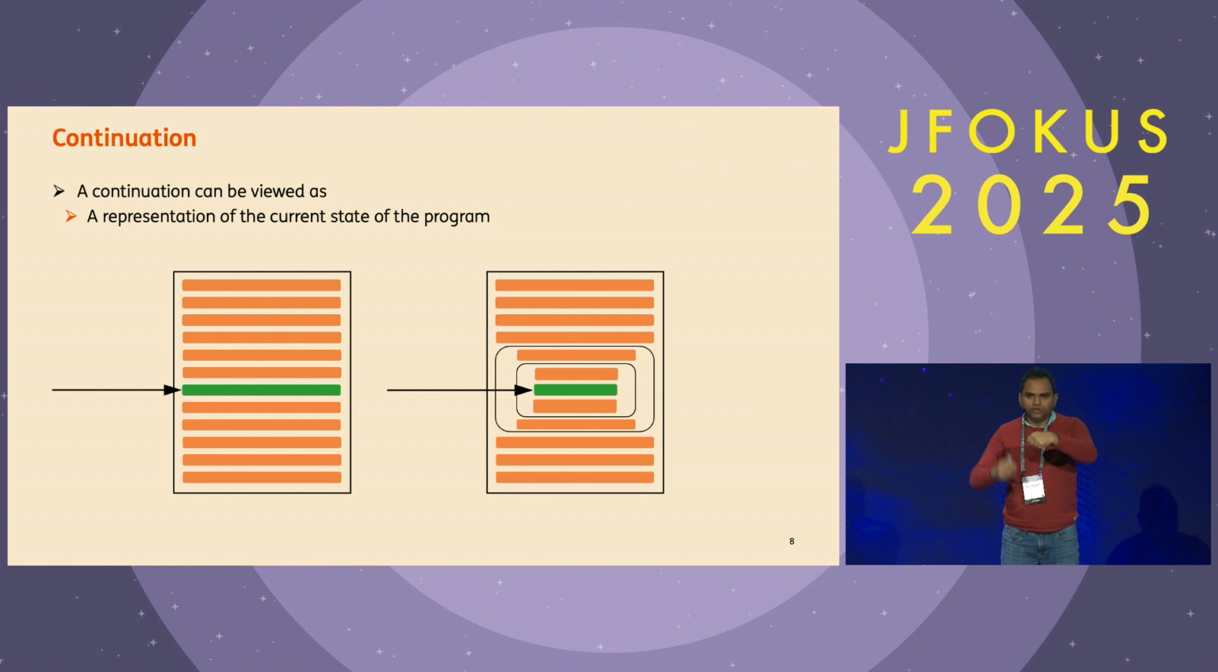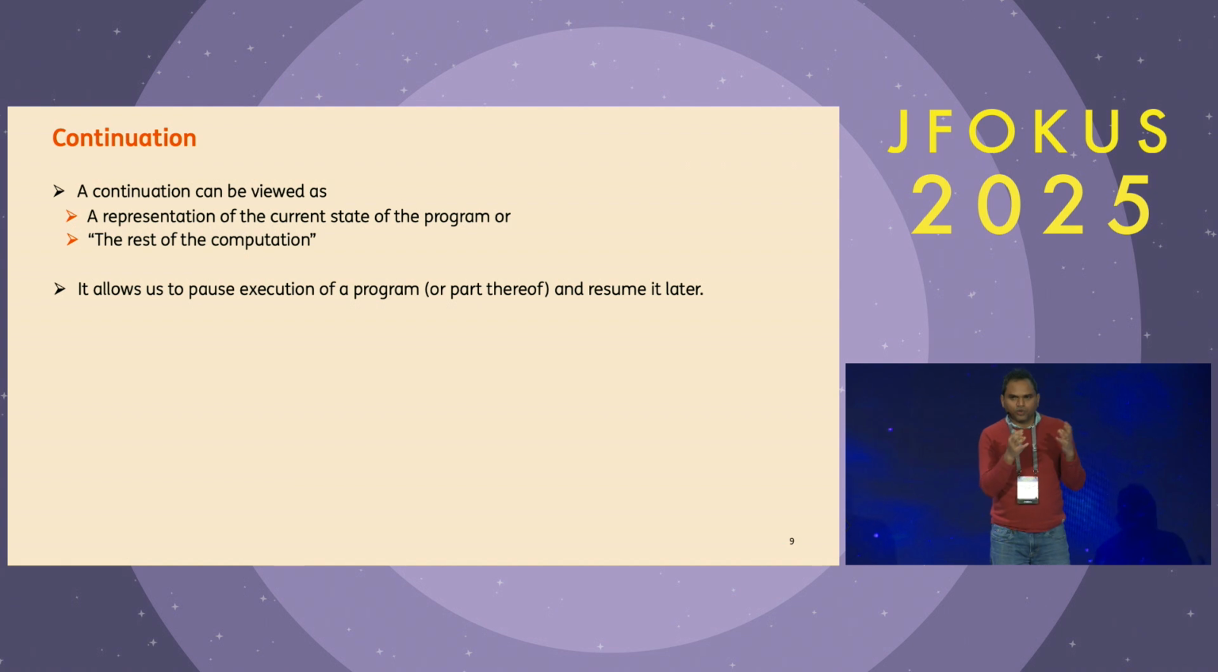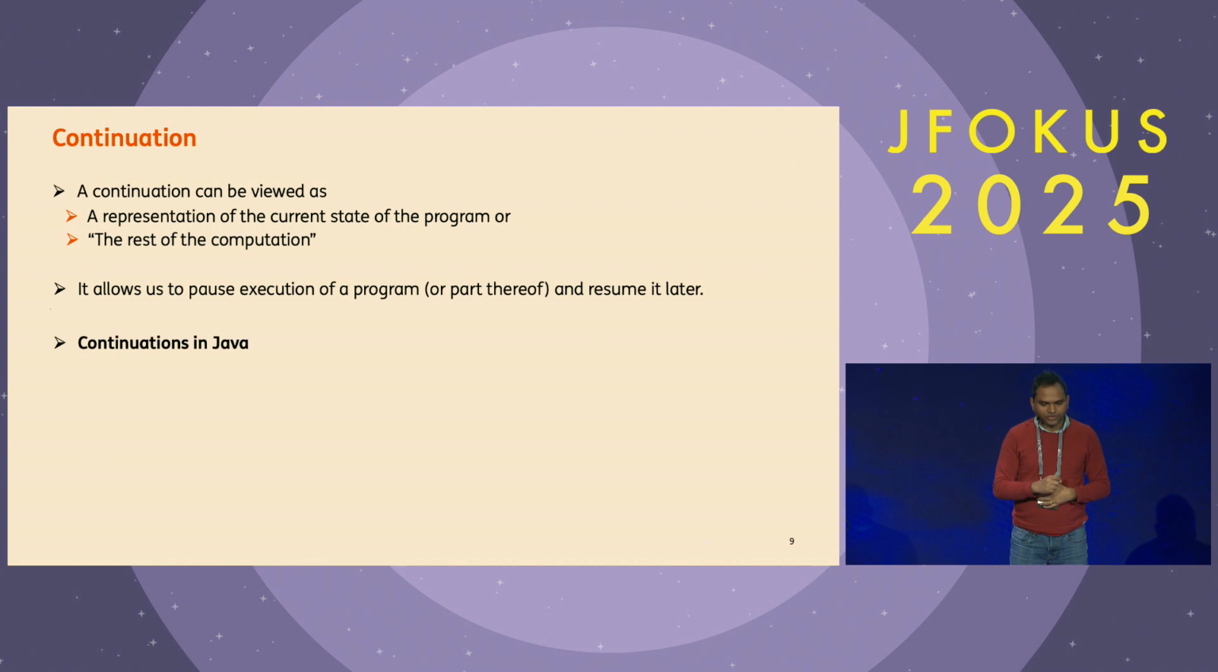So when you take the continuation, your program is paused there, and then you get a handle to the continuation. Then you can pass that object anywhere in the program, and you can decide to resume the program at that point. It then resumes there and continues until its completion. So you can think of a continuation as the rest of the program or the rest of the computation. What is the use of such a continuation? Well, it allows us to pause the execution of the program and resume it later. We'll see that in action in a bit when we look at continuations in Java.